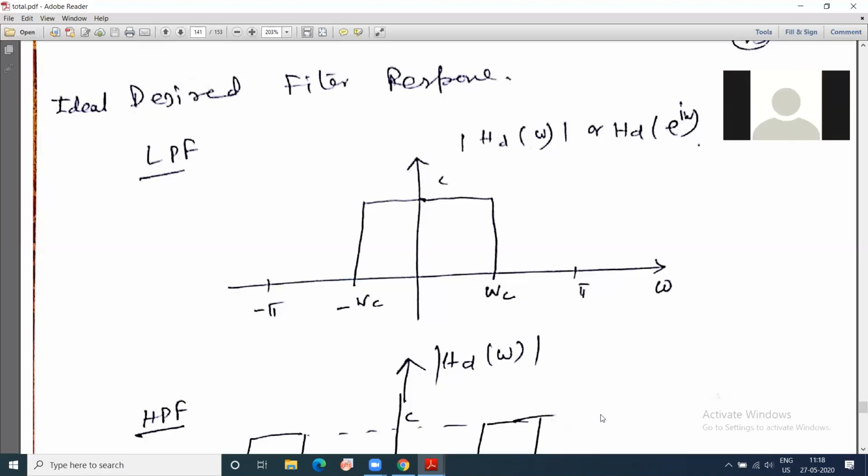Any doubt? Yes, I think step 3 was missed, could you say it once more? What was it, I don't remember what it said. Find the inverse of hd of omega, or hd of e to the power j omega, to obtain hd of n. Okay, understood.